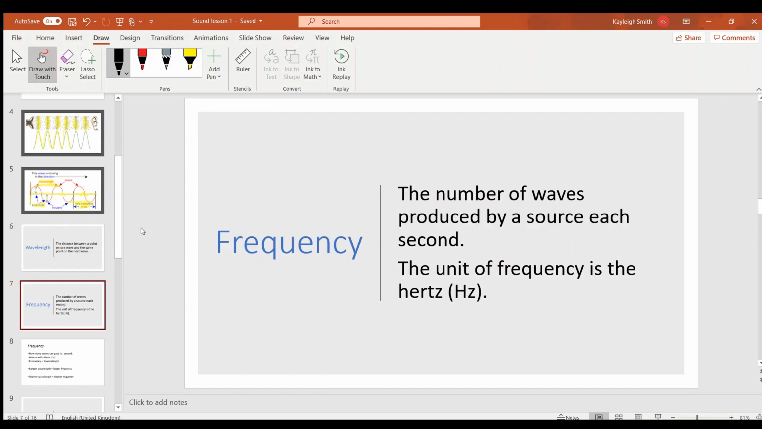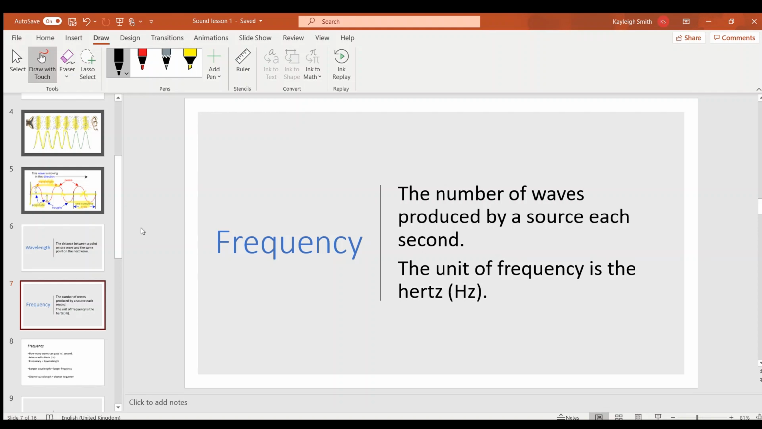The frequency, which we haven't looked at yet, relates back to wavelength. It's the number of waves that are produced by a source each second. Now, usually when we're in the classroom, I would explain this as, imagine that one bus is one wave, or one car is one wave, and you're standing at a road and you're measuring how many cars or how many buses go past each second. That would be your frequency.